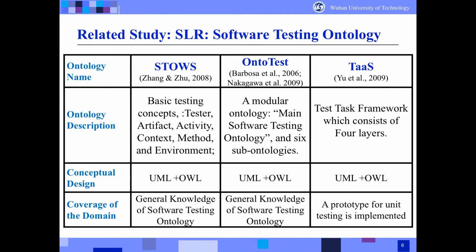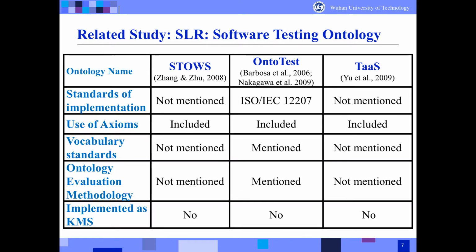For example, here you can see the domain coverage. Each ontology is covering some general knowledge of software testing, some are part of the ontology process. Software unit testing is implemented, that means a part of the software testing process is described here. And as you can see in the next slide, they did not mention the vocabularies, and they also haven't mentioned how standards have been used. Ontology evaluation methodologies have not been discussed, and very importantly, they have not discussed much about implementing it as a knowledge management system, which is very important for our purpose.